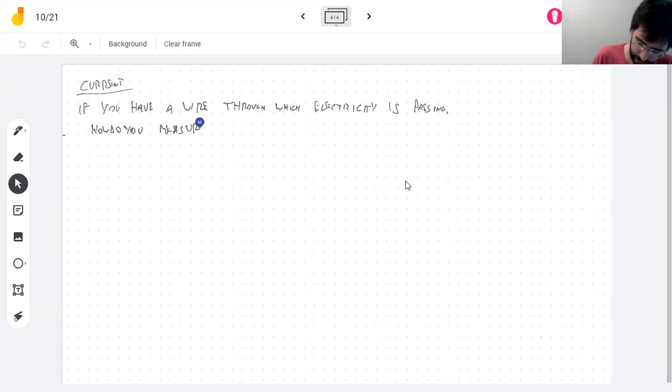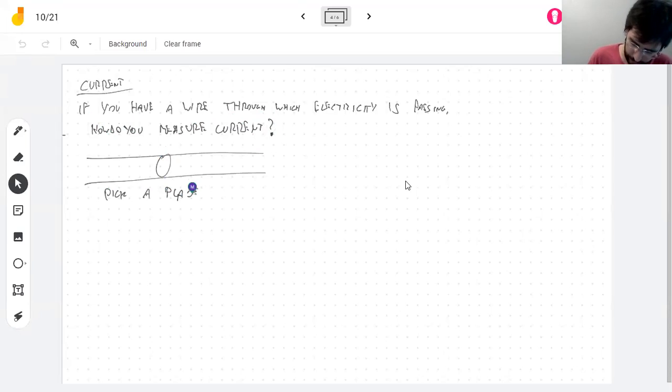So how do you measure currents? Well, not how do you measure, but how do you even talk about it? Well, what you do is you pick a point. You pick a place in the wire, and you have your electrons moving through it. And what you're supposed to do is you measure how much charge has passed after time t.